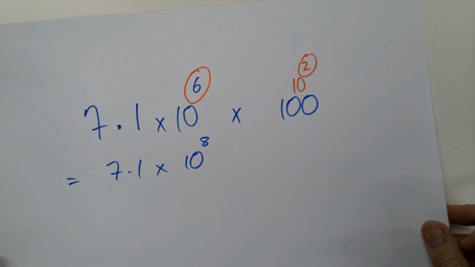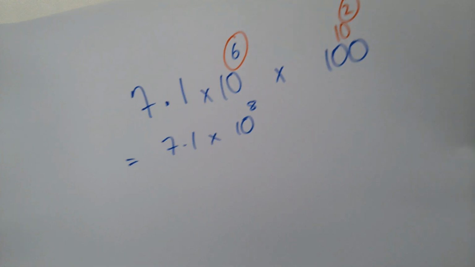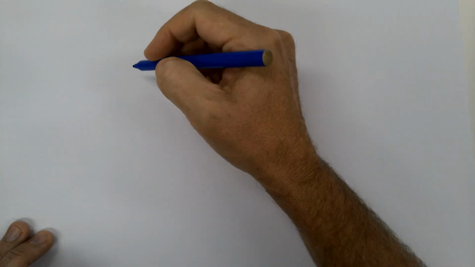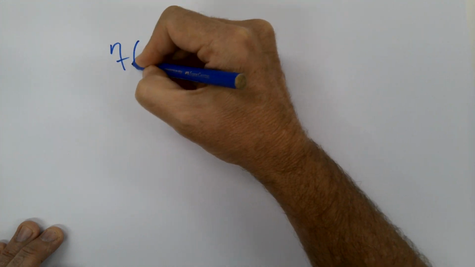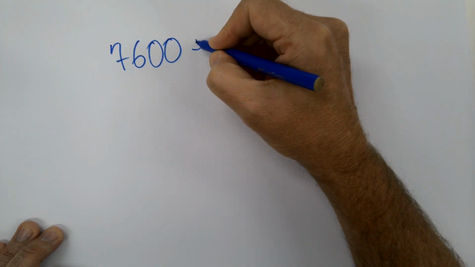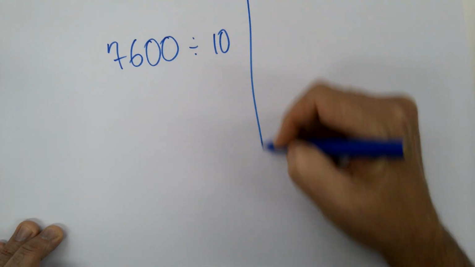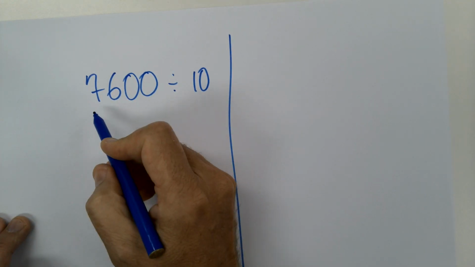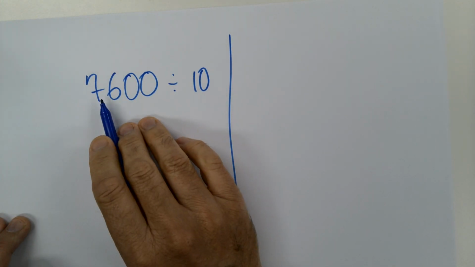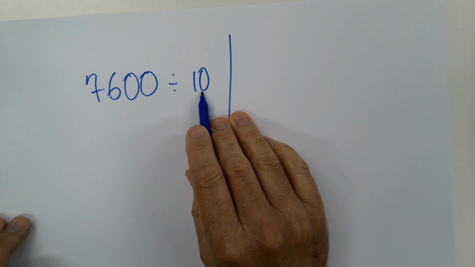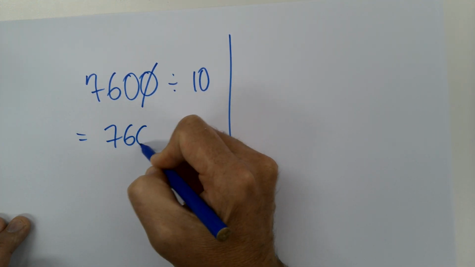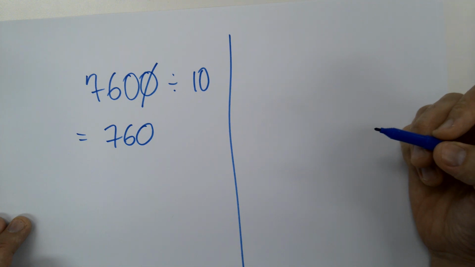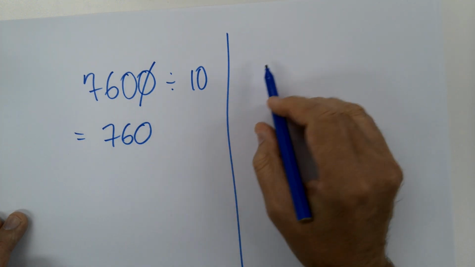What if we've got a divide? Okay, so again, let's look at it just from a regular numbers point of view, okay? If I've got 7,600 and I divide it by 10, well, I just chalk a 0 off, don't I? So that's 760. Easy peasy, all right? But let's have a look over here.